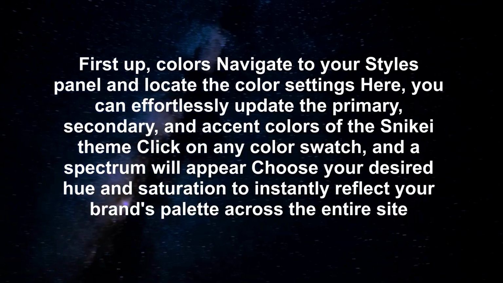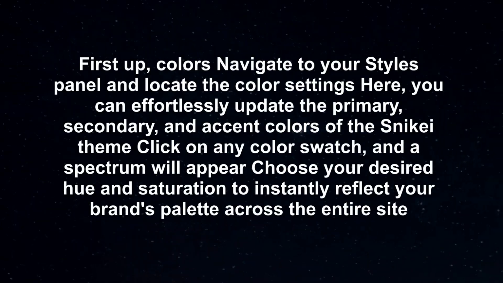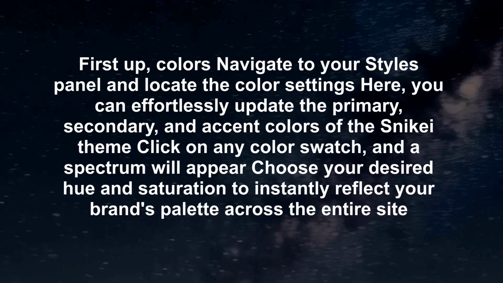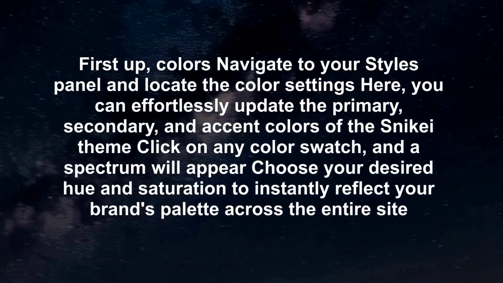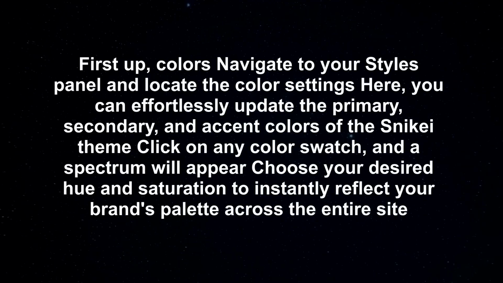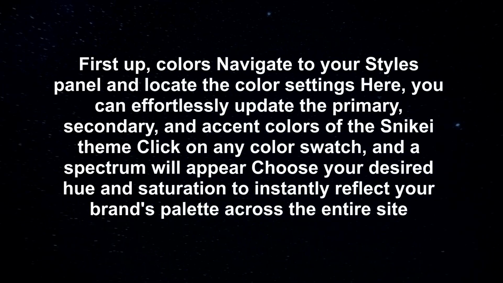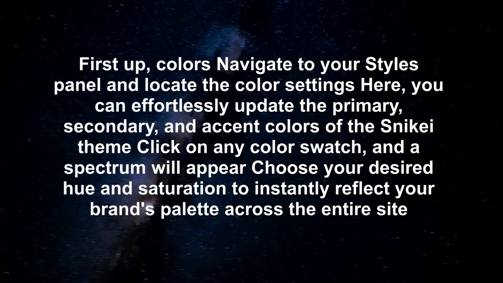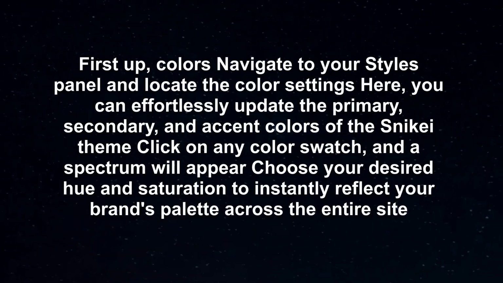First up, Colors. Navigate to your Styles panel and locate the color settings here. You can effortlessly update the primary, secondary, and accent colors of the Snikei theme. Click on any color swatch, and a spectrum will appear. Choose your desired hue and saturation to instantly reflect your brand's palette across the entire site.